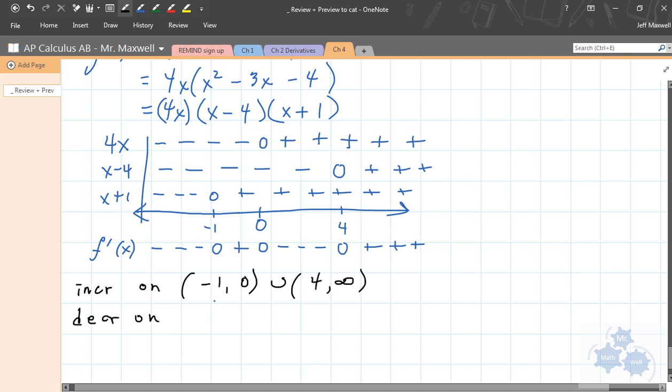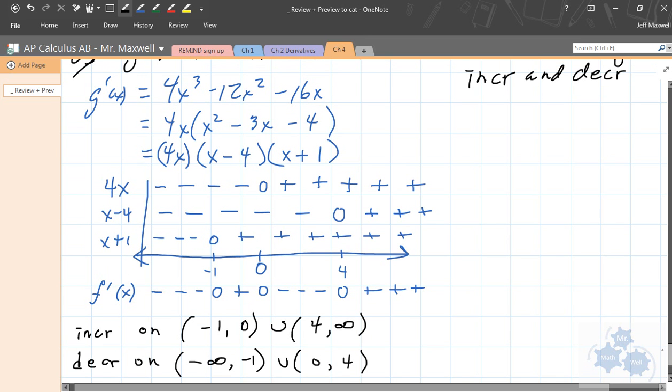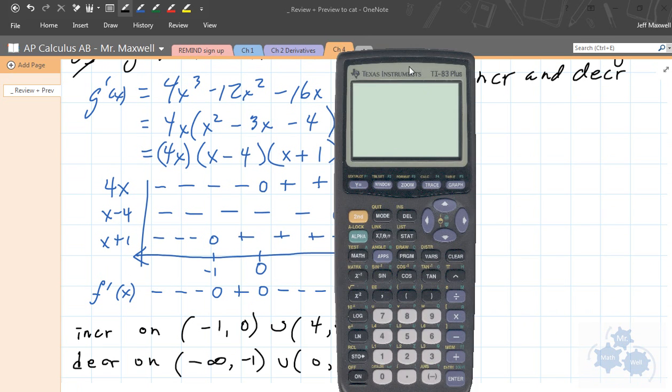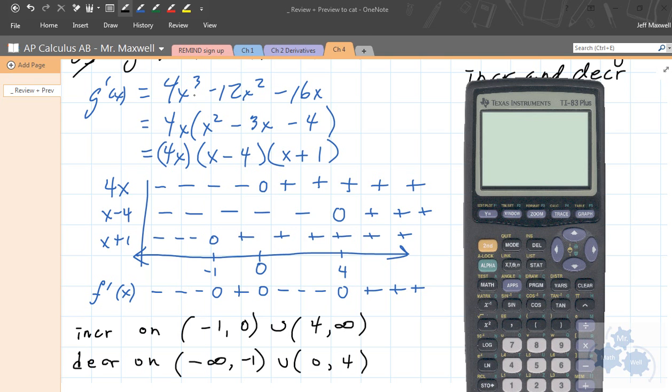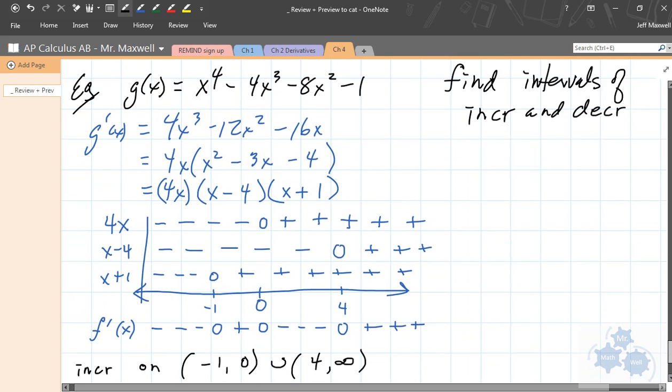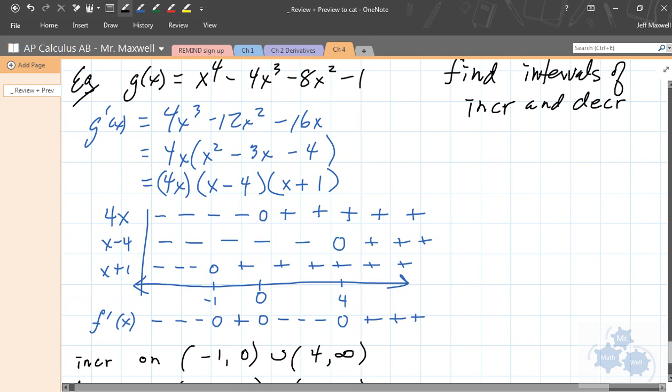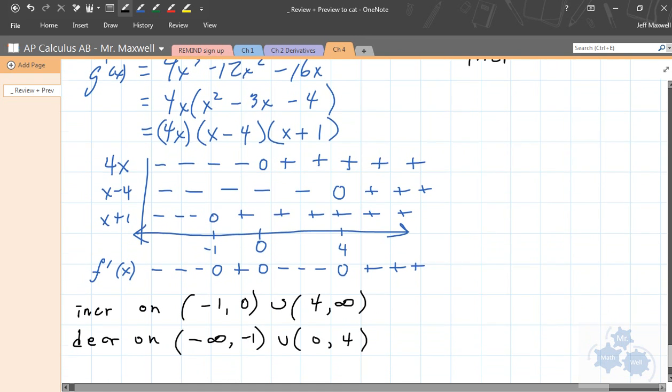Also decreasing on negative infinity all the way up to negative 1, in union with 0 to 4. See that? So that's your answer in black there, and that's kind of how you do that. So you can look over that question again. What I'm going to do is get the graphing calculator up here, and we'll graph the original function, and we'll just see if these intervals are correct.